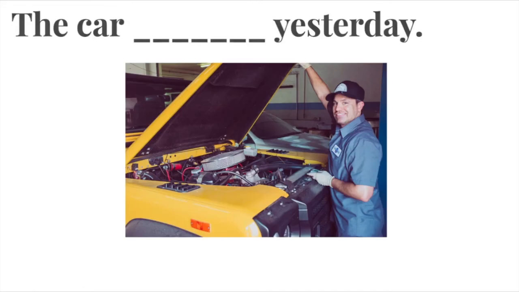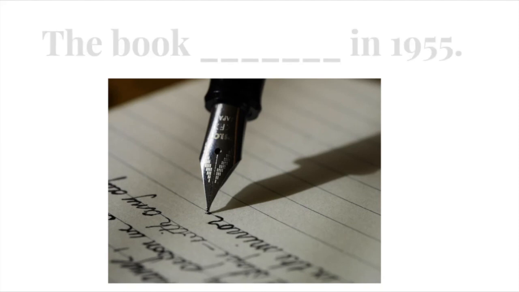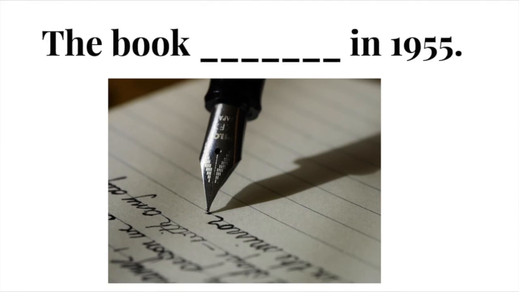Here's another one. The car. What's this guy doing with the car? He's making it better, right? What's the verb that we use there? The car was fixed yesterday. Notice the pronunciation. Fixed. T. What's happening here? The book was written. Notice again the pronunciation. Written. And this is an irregular form of the past participle. Write, wrote, written.